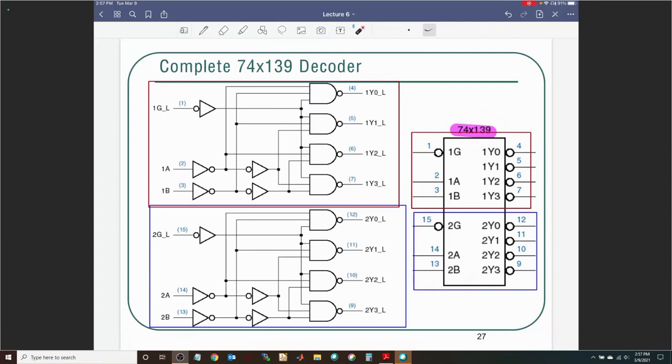Now, where is this coming from? Well, this is just a copy of what we saw earlier, right? Now, there are just two copies of them. One is the first one, the other is the second one. But they're inside that same chip.